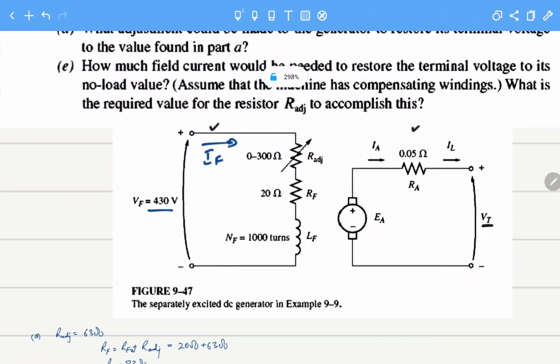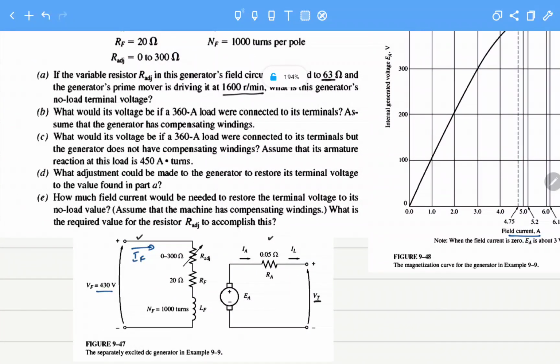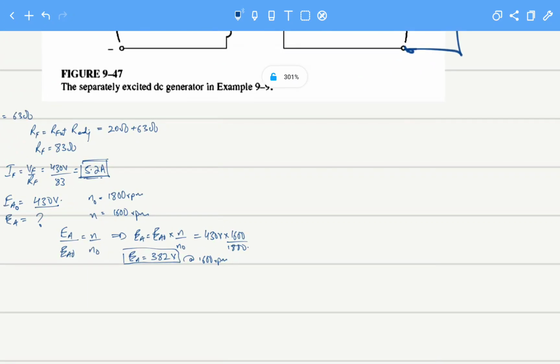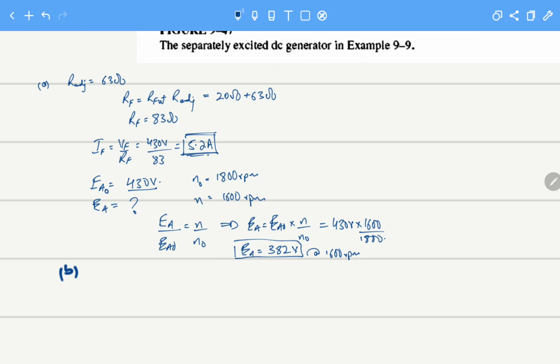Now the second part of this question asks what its voltage would be, that is the terminal voltage, if we connect a 360 ampere load at the output terminal. Assume that the generator has compensating winding, which means there is no other effect of armature reaction or voltage falling down. So what will be the terminal voltage if we know the load? This is a separately excited generator.